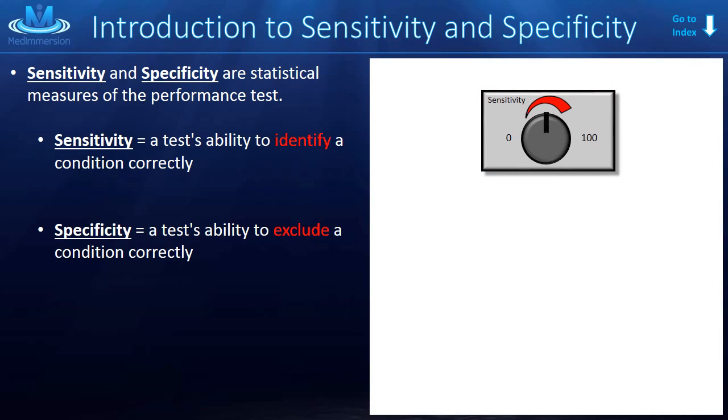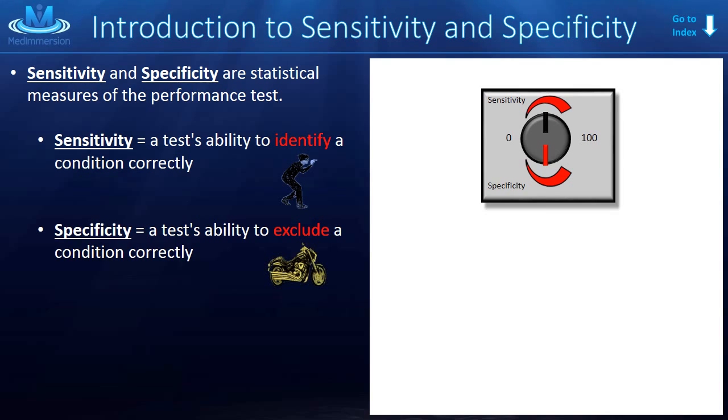So maybe it would have made more sense to Matt if the dial, instead of saying just sensitivity, had been expanded to also show specificity, and somehow demonstrated that as one goes up, the other goes down. So again, let's look at what sensitivity means. Sensitivity is the test's ability, or in this case the alarm's ability, to identify a condition correctly. In this case, a thief tampering with a car. Specificity is the test's ability to exclude a condition correctly. In this case, the noise of motorcycles on the road.